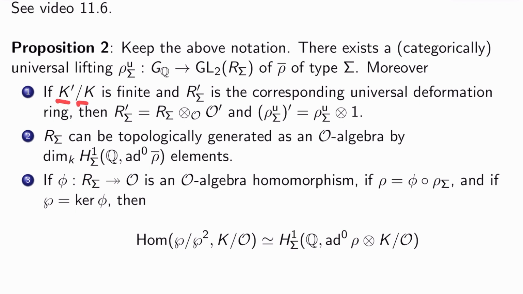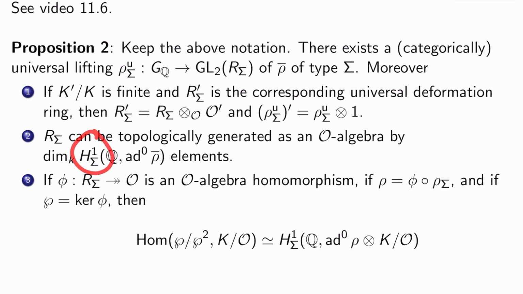Moreover, if K prime over K is finite and R prime sub sigma is the corresponding universal deformation ring associated to this field, then R prime sub sigma is nothing but R sub sigma tensored up to O prime from O, okay? Where O and O prime are my rings of integers. And rho u sigma prime is nothing but rho u sigma tensored by 1. And more importantly, R sigma can be topologically generated as an O algebra by dim K H1 sigma Q add 0 rho bar elements.